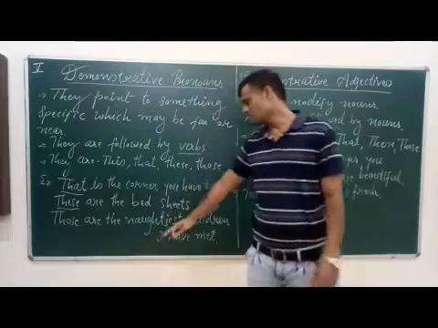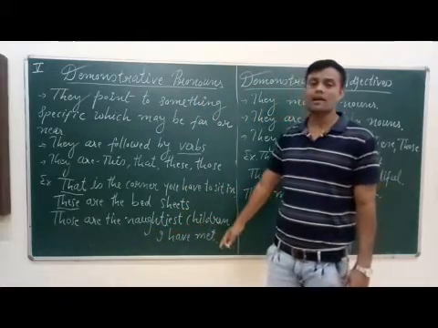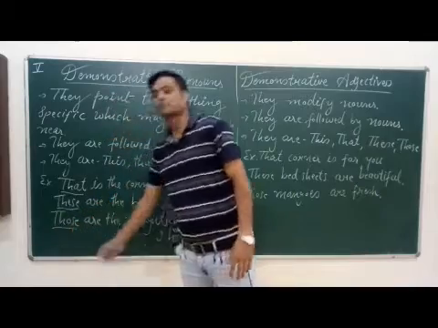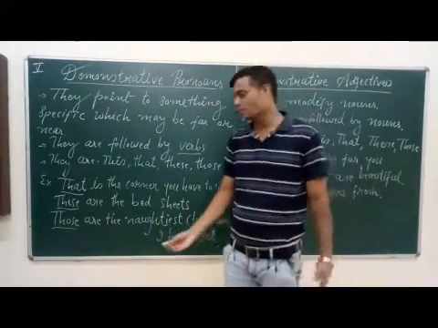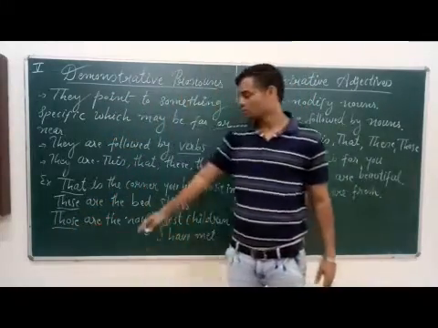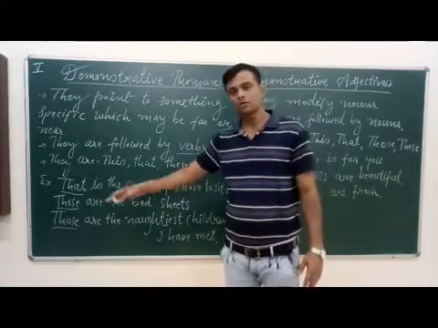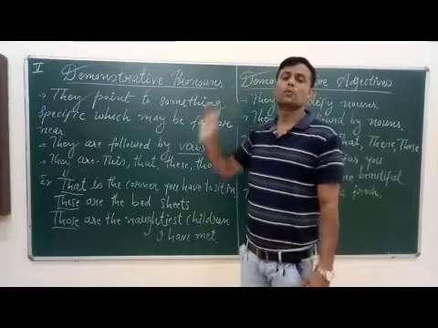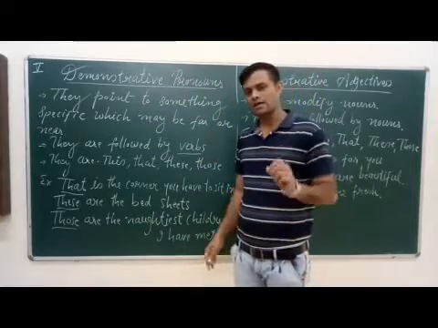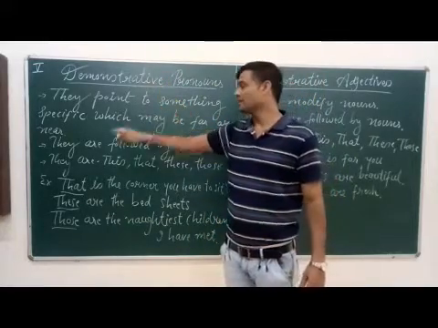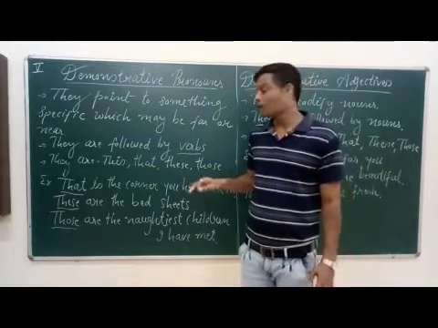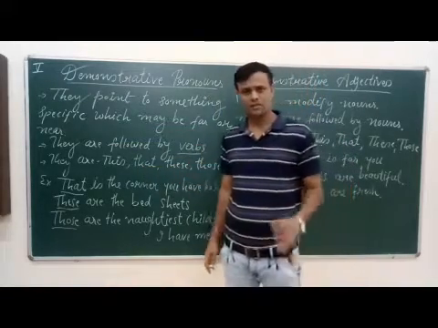Third, those are the naughtiest children I have met. Here those is followed by the verb are. So that, these, those in these examples are demonstrative pronouns. I repeat, demonstrative pronouns, this, that, these and those, are followed by verbs.